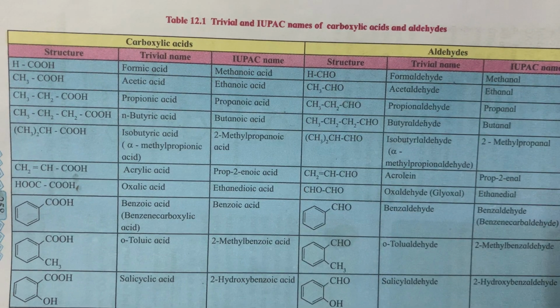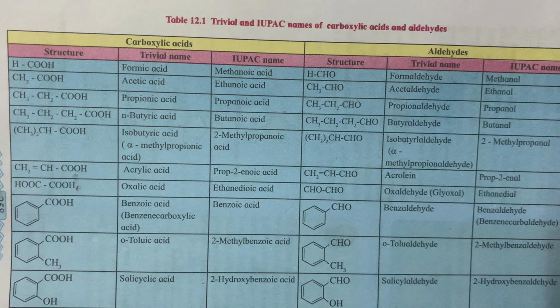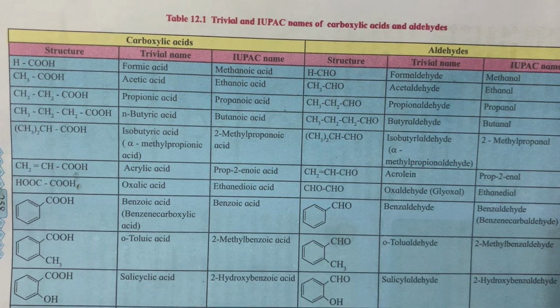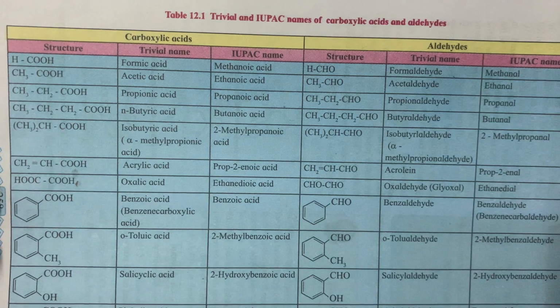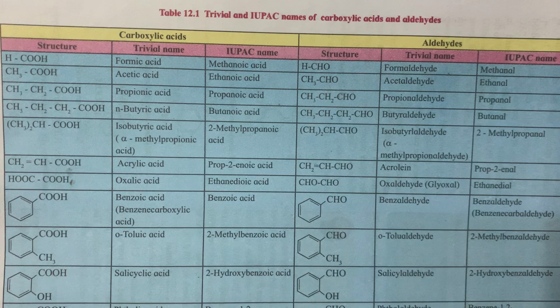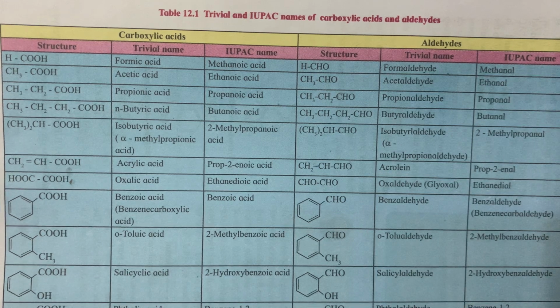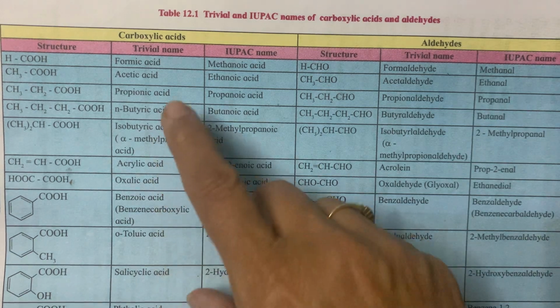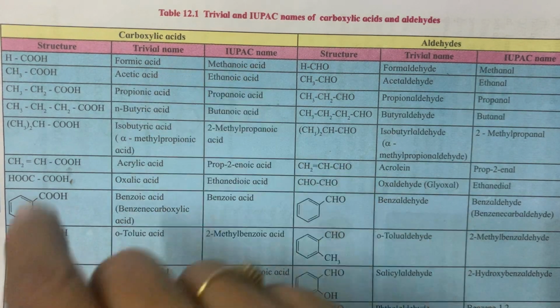Hello students. Last time we had seen trivial and IUPAC names of carboxylic acids and aldehydes. So for that, the chart given in our textbook is like this. This is page number 258. The common nomenclature, or you may say the trivial name, and the IUPAC name are not exactly related to each other, that we know very well.